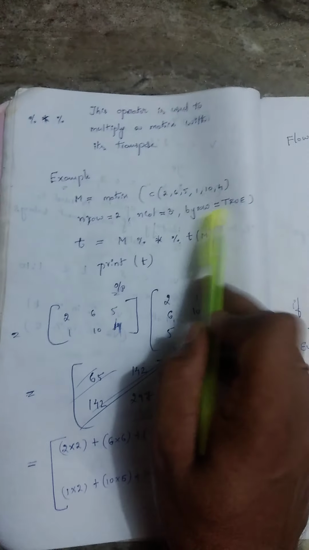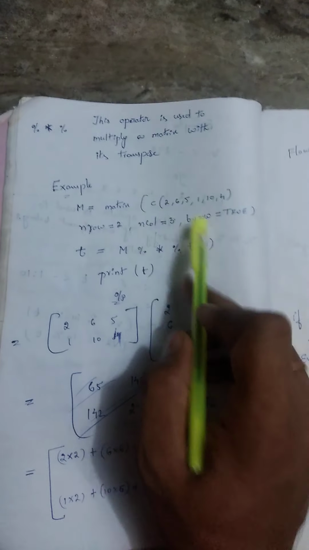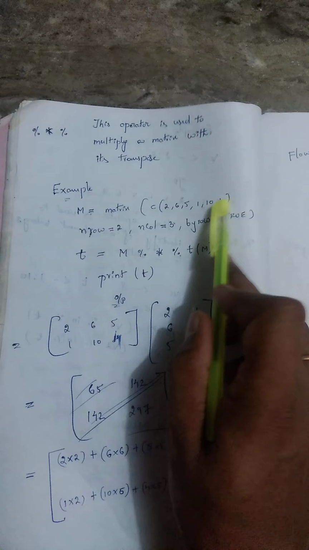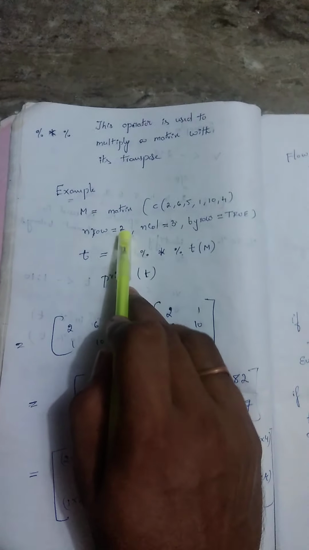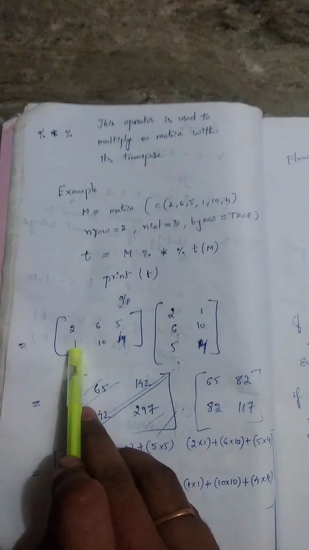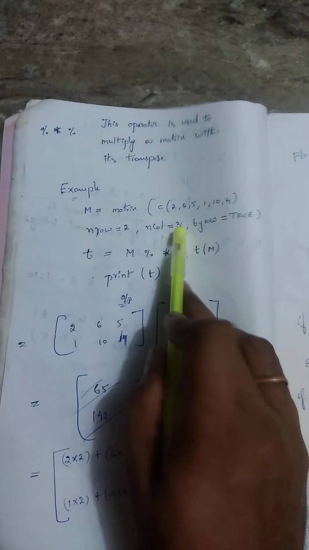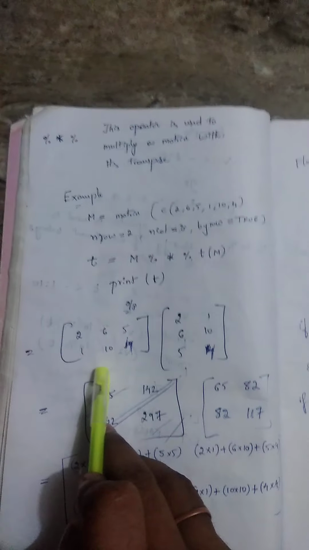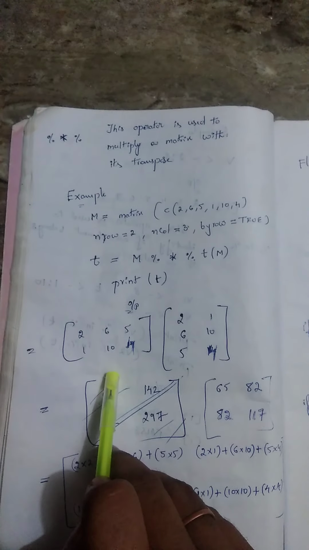Here is the output. Byrow is TRUE, so the elements are 2, 6, 5 and 1, 10, 4. How many rows? 2 rows, first row and second row. How many columns? 3 columns: 1, 2, 3. We are printing the M matrix.